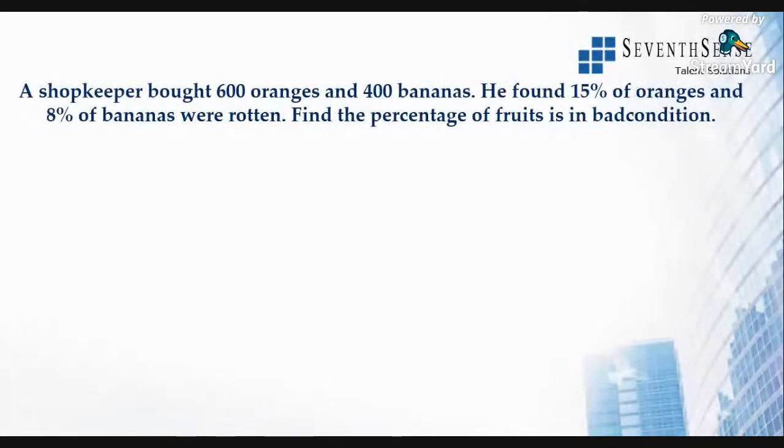There is a simple question here. A shopkeeper bought 600 oranges and 400 bananas. He found 15% of the oranges and 8% of the bananas were rotten. Find the percentage of fruits in bad condition. They're asking to find the percentage of fruits in bad condition. How will you solve this?